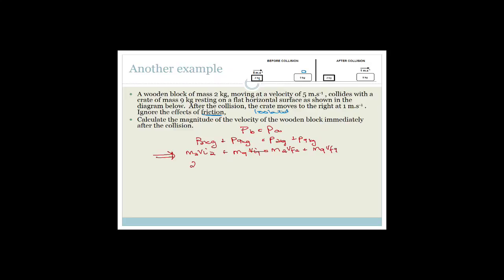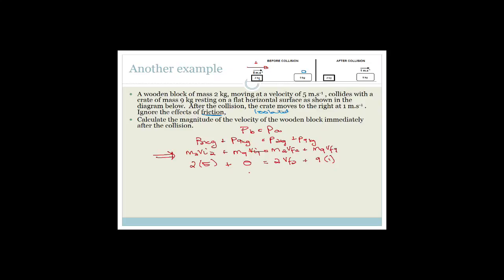Okay, so obviously this is the 2 kilogram, the initial direction. Because velocity is a vector, we always have to choose a direction as being positive, so I'm going to choose to the right as being positive. So therefore it's 2 times 5 plus what? This is stationary. If it's stationary, its initial velocity is 0, so therefore I can put a big fat 0 there, equals the mass of 2 kilograms, and that's what we're trying to find out. We're trying to find its final velocity, VF2, plus the mass of the 9 kilogram, and it's moving in the same direction as the original direction, so therefore it is still positive and it's 1.